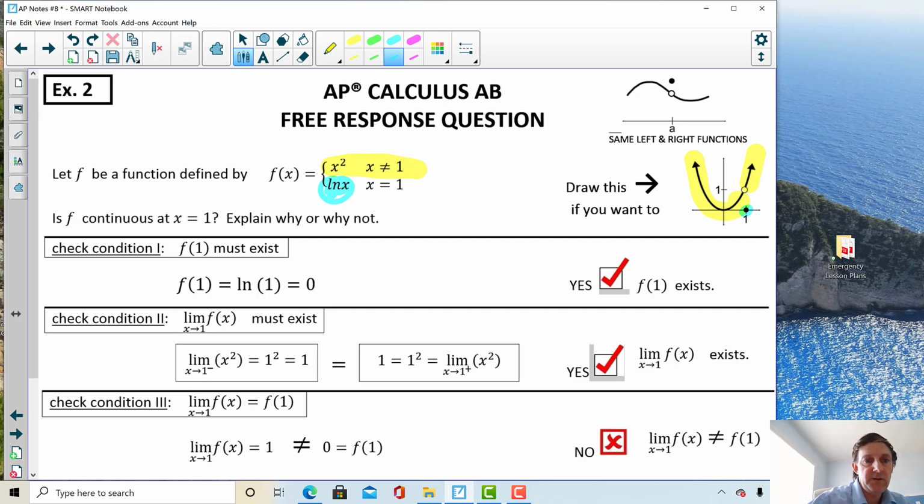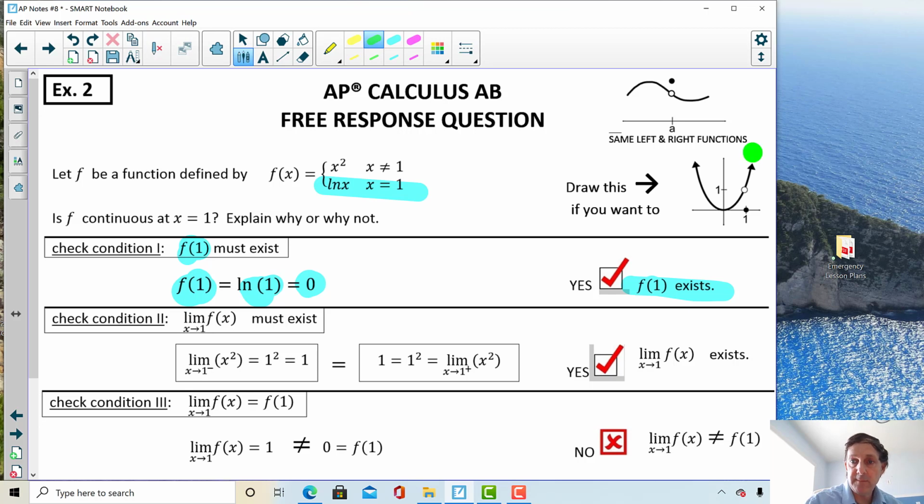Now let's look at the three conditions to see if the function is continuous at x equals 1. First, we have to check f of 1. When I'm checking f of 1, I plug into the function when x is 1. F of 1 is ln of 1, and that's just 0. So yes, f of 1 does exist. It's equal to 0. Now we'll check the second condition. Does the limit as x goes to 1 of f of x exist?